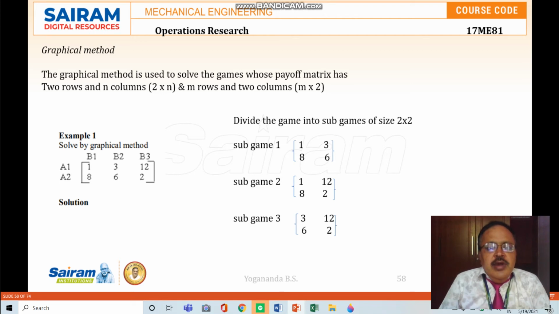So that is, divide the given matrix, whether it is of 2 rows and n number of columns or m number of rows and 2 columns. The given game should be divided into all the possible sub games of size 2 by 2. Now here player A is having only situations like do or die, only 2 options. So player B is having more than 2 options.